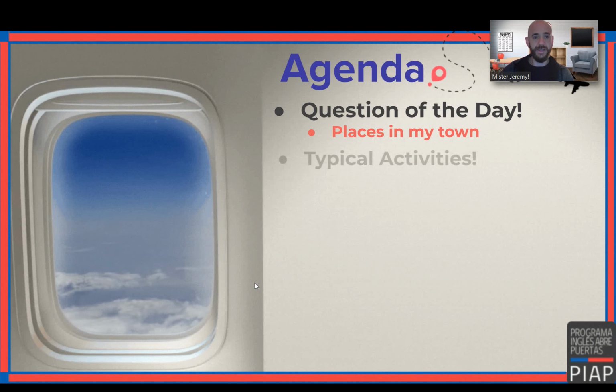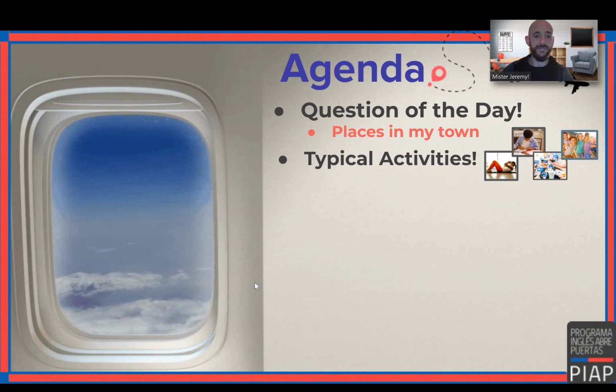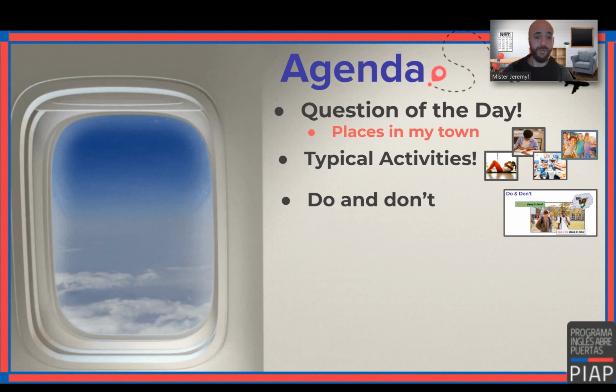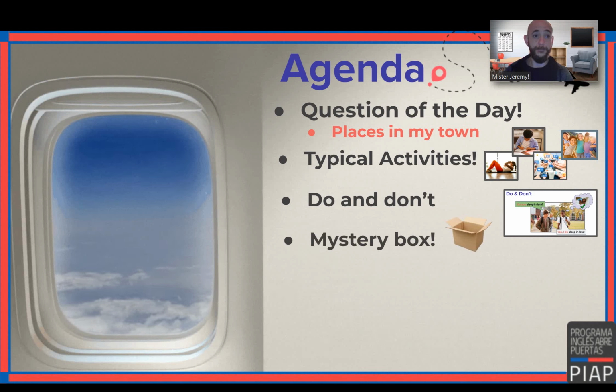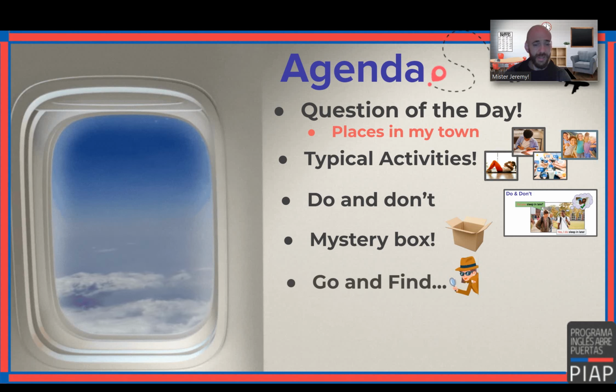We have places in my town. We'll introduce the 10 new typical activities. Then we'll introduce do and don't, how they're used in conversation. Then we'll play a game called Mystery Box, which will be fun. And then we'll do a quick go and find for those of you who are able to do that.